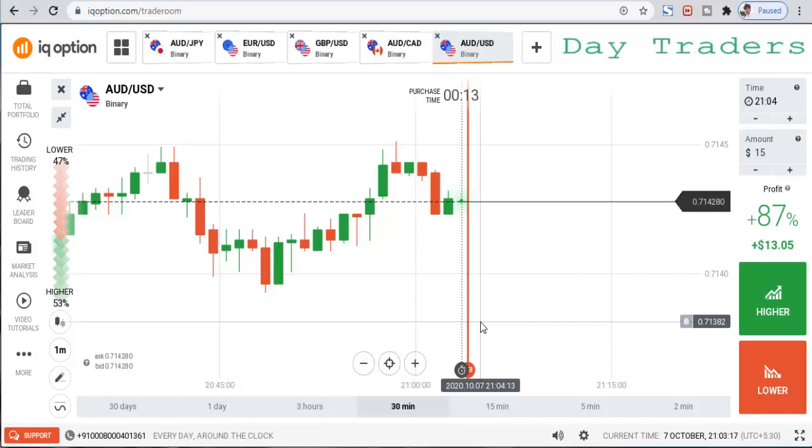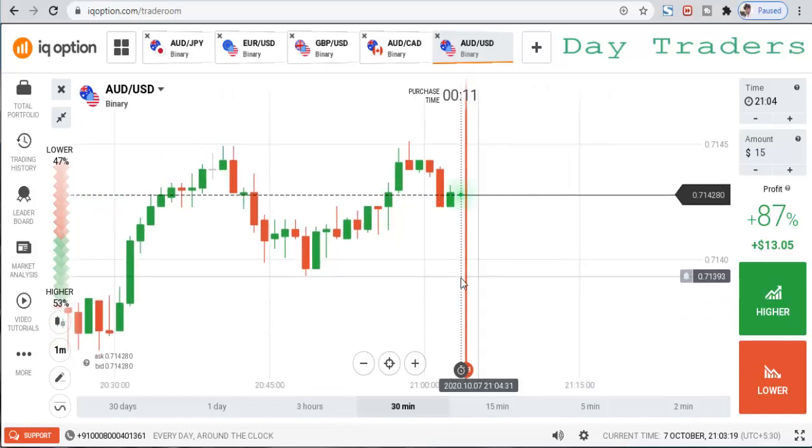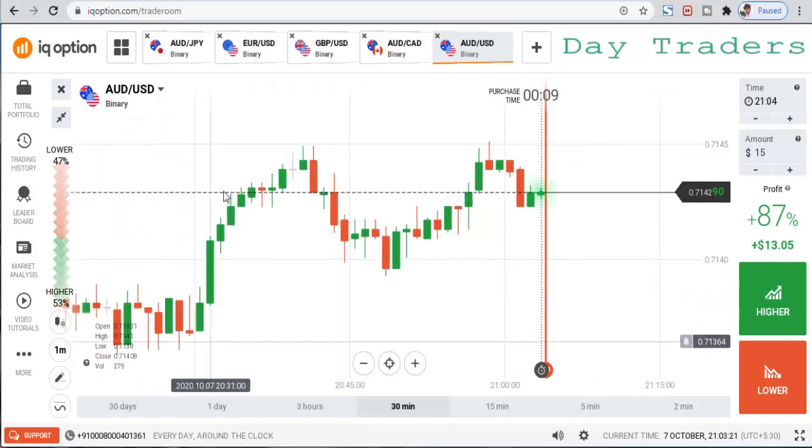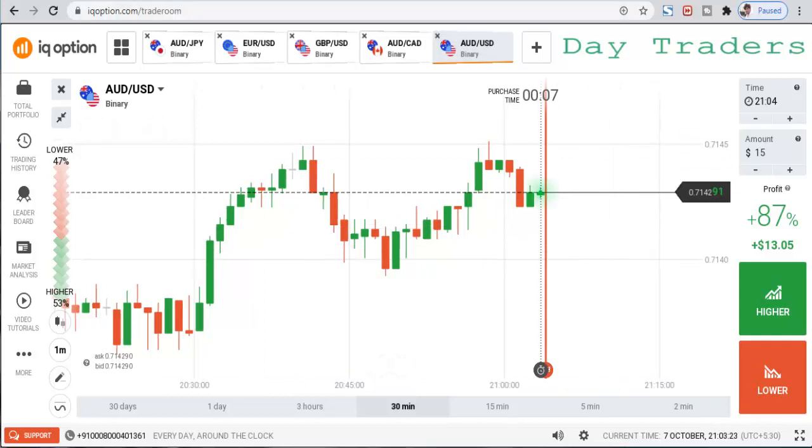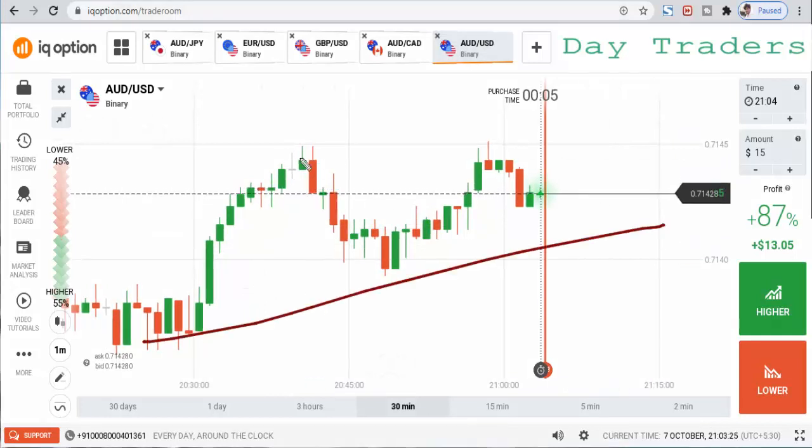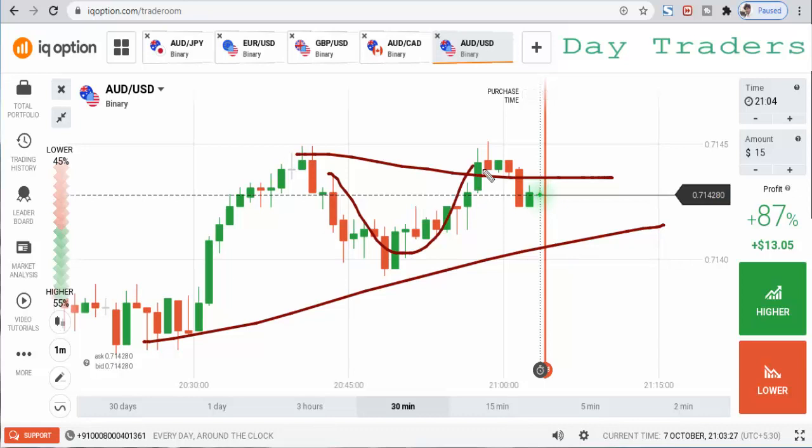Today I will show you how to trade with candlestick psychology. Let's analyze the market. This is the AUD pair, and the major trend is an uptrend. This is the support level, this is the resistance level. The market is here.